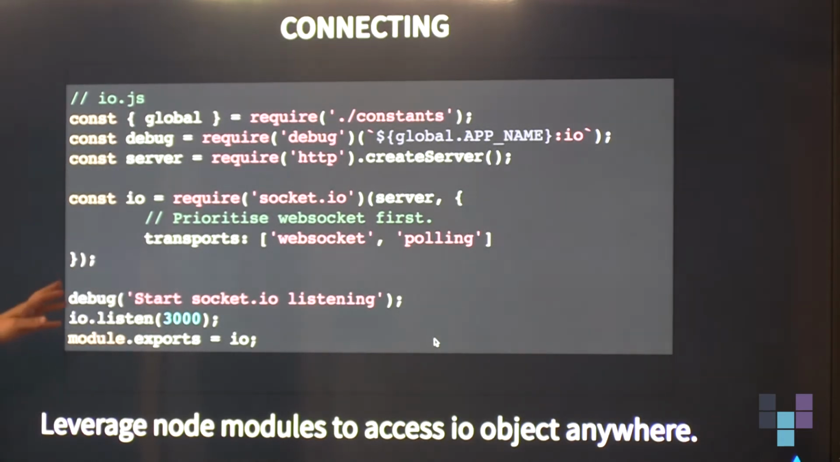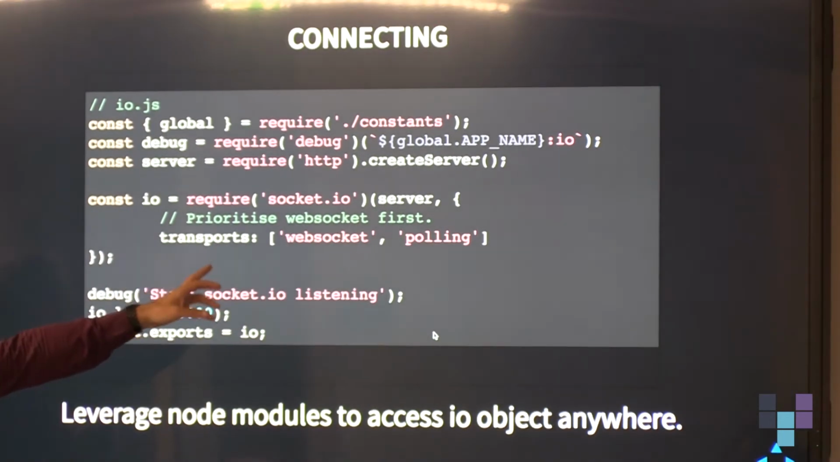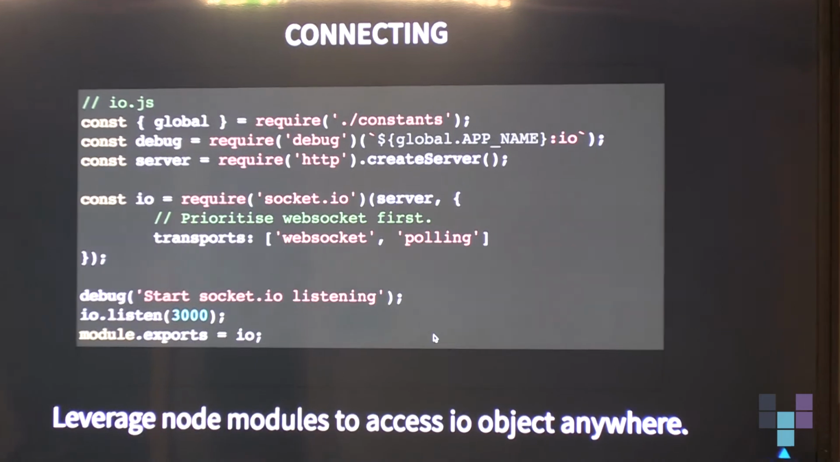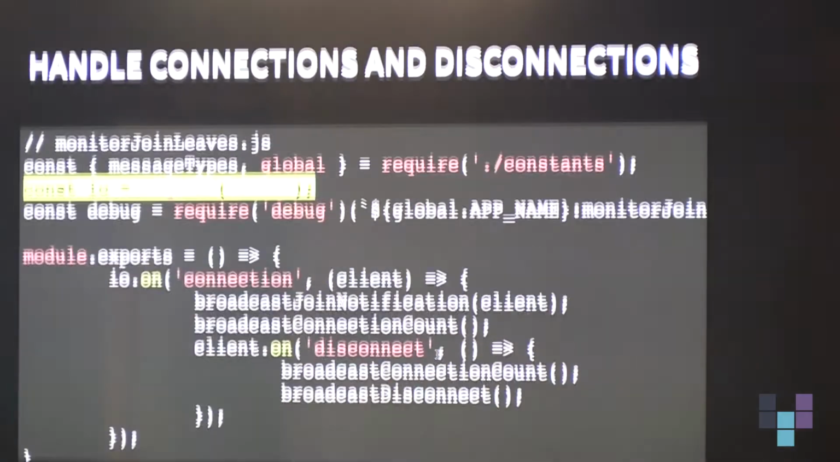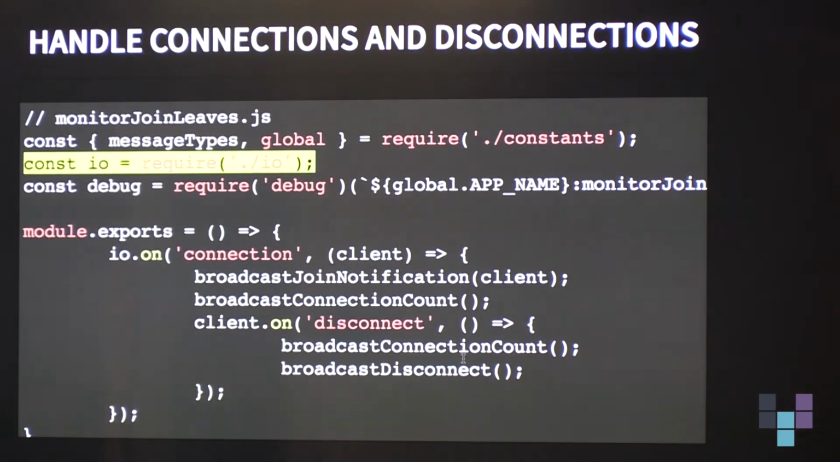The only thing I've done differently to the boilerplate is I've switched around the transports. By default, WebSocket and polling are the other way around, but I've put WebSocket first so that the client will try and connect over the WebSocket first. And I've used a Node module to export that, so it can be imported in any part of the application you want to use the transport. You can see that there.